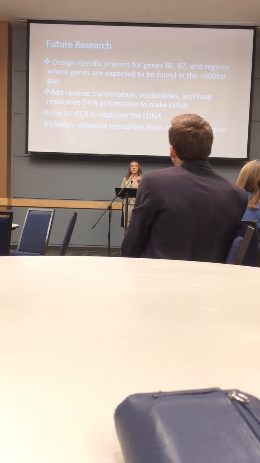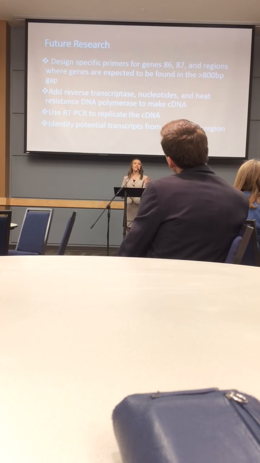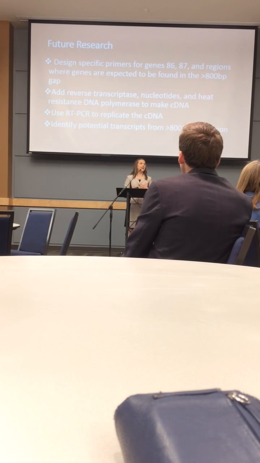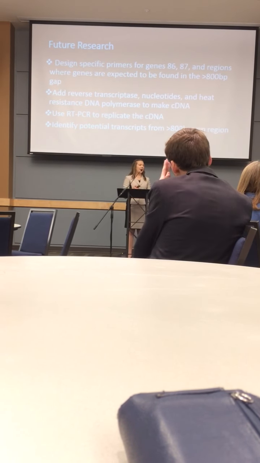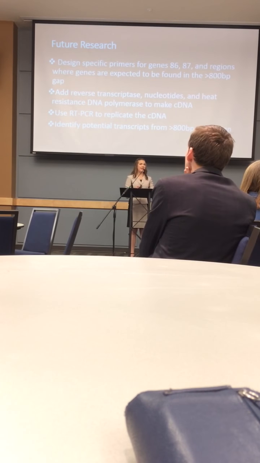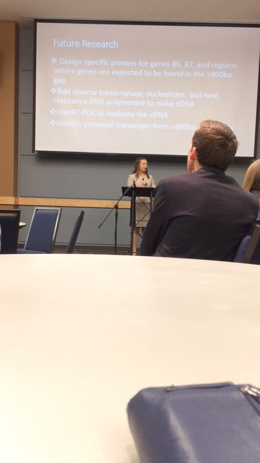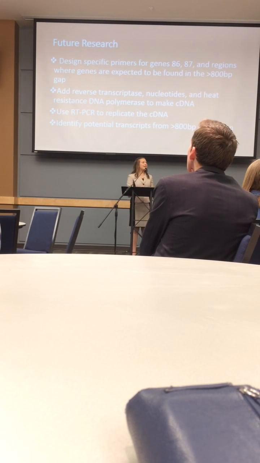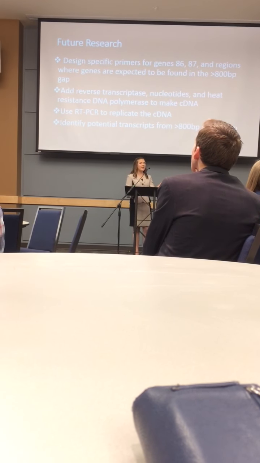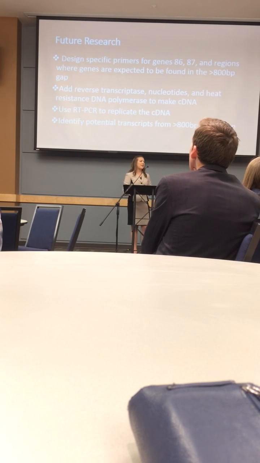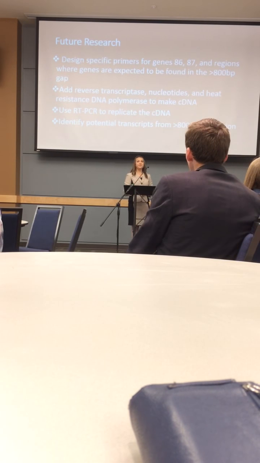Then we would add reverse transcriptase, nucleotides, and heat-resistant DNA polymerase in order to make cDNA. With the help of reverse transcriptase PCR, we can then replicate that cDNA, perform gel electrophoresis, and then identify if there are potential transcripts to be found in that 800 gap region.